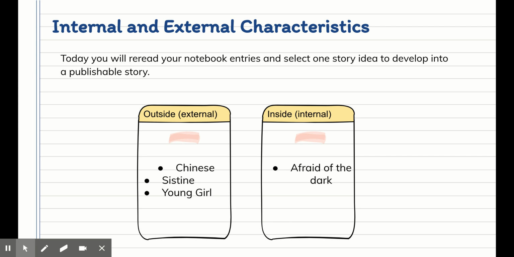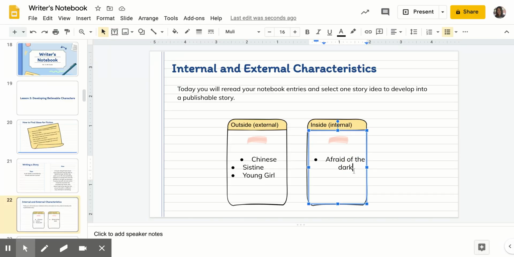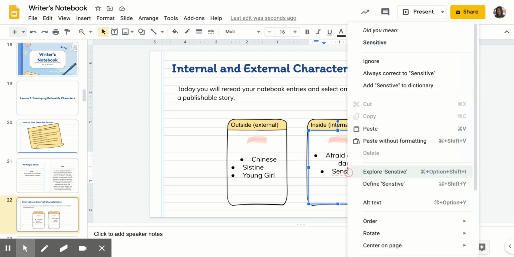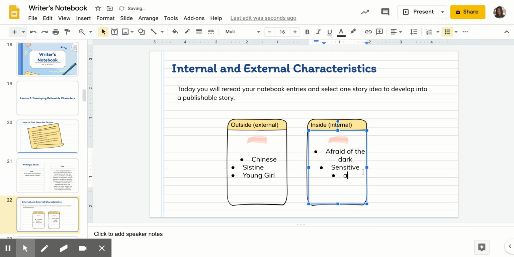Okay. Now I just reread all that I've written. Let's see. I want to make her more like me. So if this chart were about me, not Sistine, I would add to my internal traits that she is sensitive. What else? I also think that I want my character Sistine to be sensitive, but I also want her to be artistic.